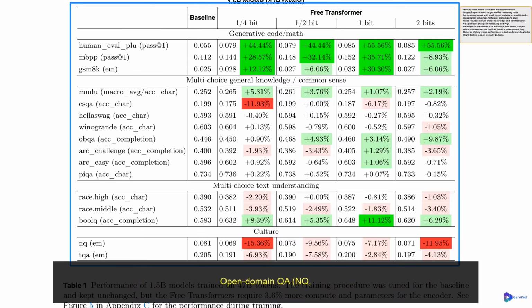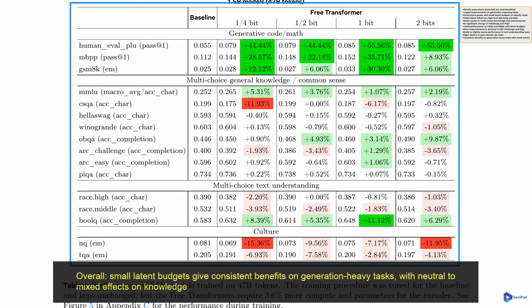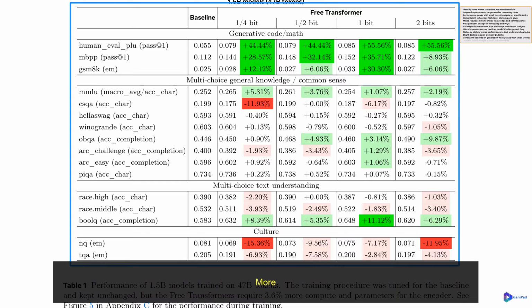Open domain QA-NQ TQA trends slightly down with latents here. Overall, small latent budgets give consistent benefits on generation-heavy tasks, with neutral to mixed effects on knowledge lookup and reading comprehension. More bits do not automatically help. The sweet spot tends to be around a fraction of a bit to 1 bit.